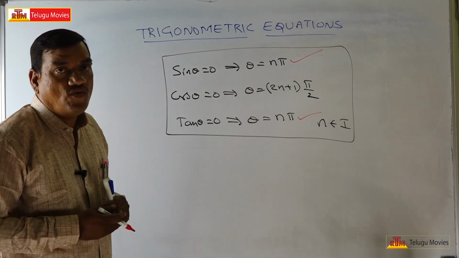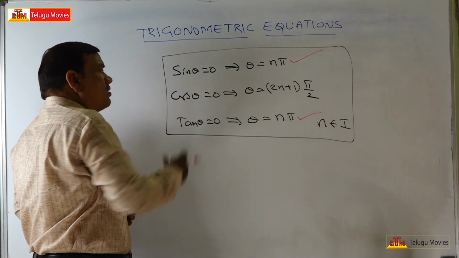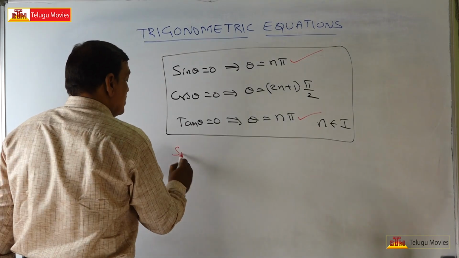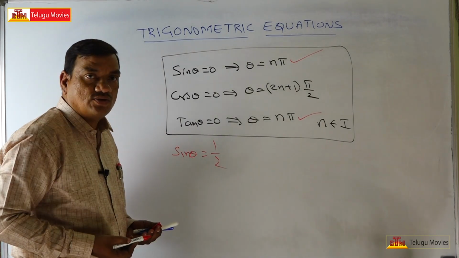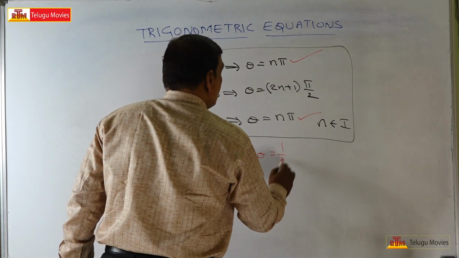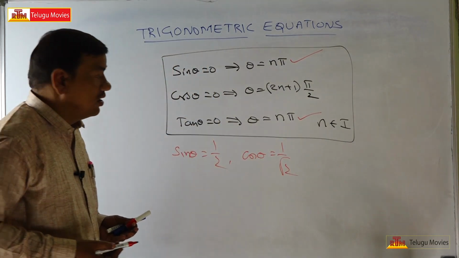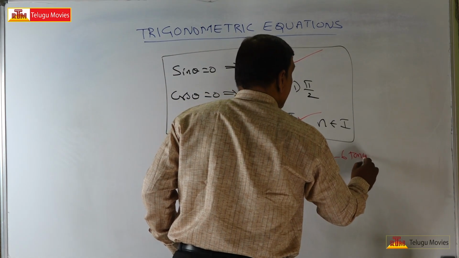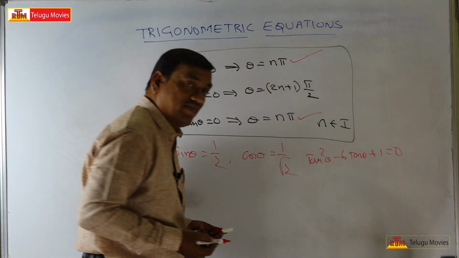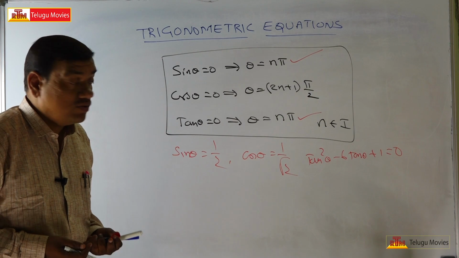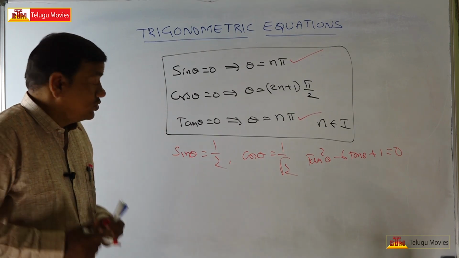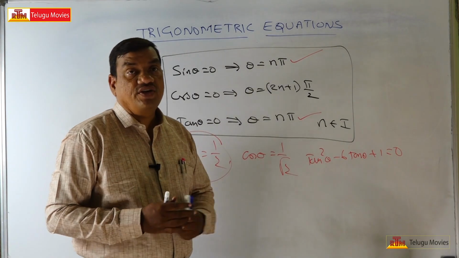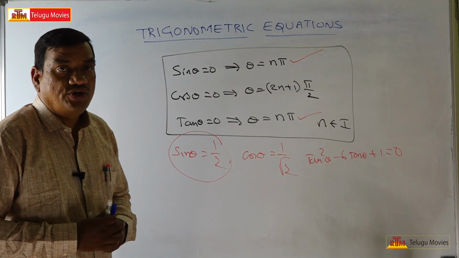What is the second set of values? Not all trigonometric equations are like sin theta equal to 0. If it is sin theta equal to 1 by 2, what is the solution? For example, cos theta equal to 1 by root 2, what is the solution? If it is tan square theta minus 6 tan theta plus 1 equal to 0, then what is the value of tan theta, and what is the value of theta which satisfies that equation? Now we are going to see how to solve this type of equation also. Let us continue our class.